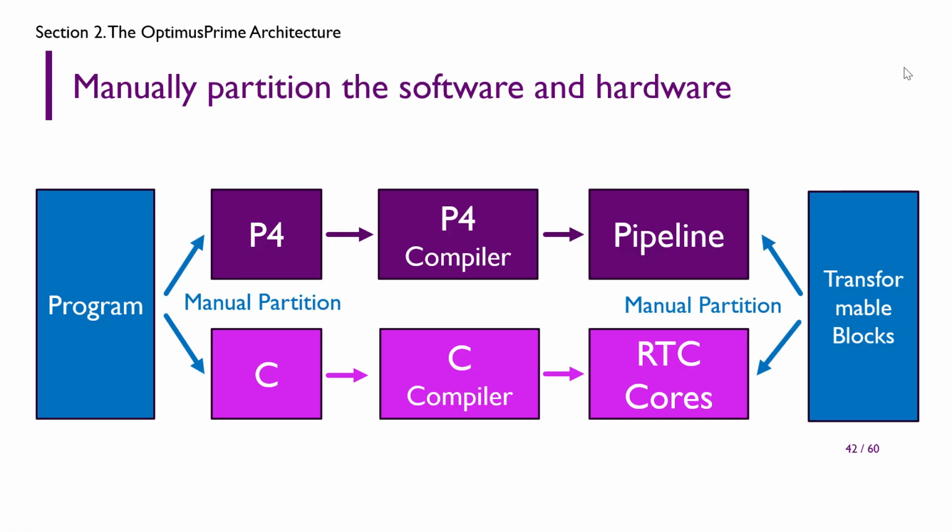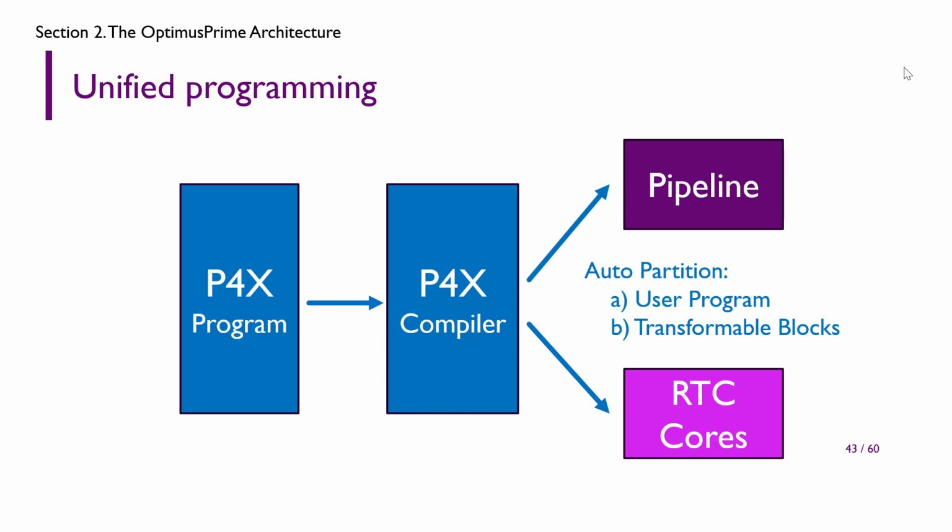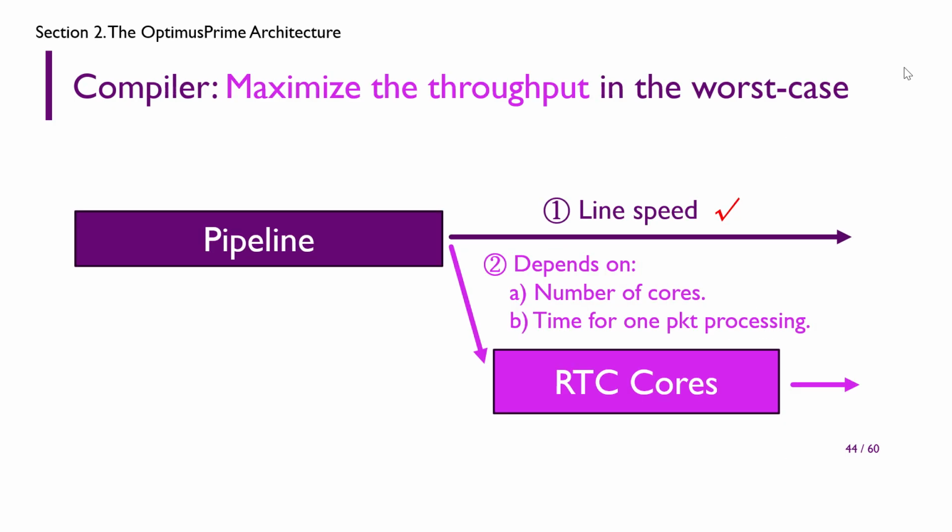Separate programming on a hybrid architecture means we must manually partition not only the software but also the hardware for different applications. To solve this problem, we add some C grammars to P4 and develop an extended version of P4 named P4X. The P4X compiler automatically partitions the user program to the pipeline and the RTC cores, along with available transformable blocks. The goal of the partition is to maximize the throughput in the worst case.